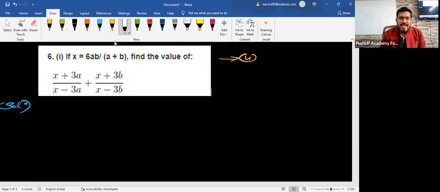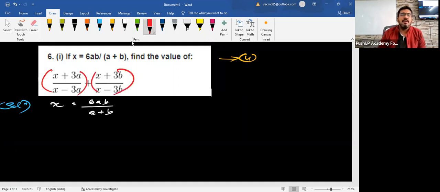Okay. Children, they have given you x is equal to 6ab divided by a plus b. Now they are asking you to find x plus 3a upon x minus 3a plus x plus 3b upon x minus 3b. You don't know the values of x plus 3a upon x minus 3a. You don't have any idea about it. So first let's find the value. Okay, and how to get the value?